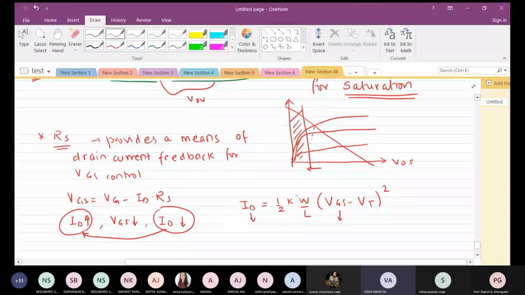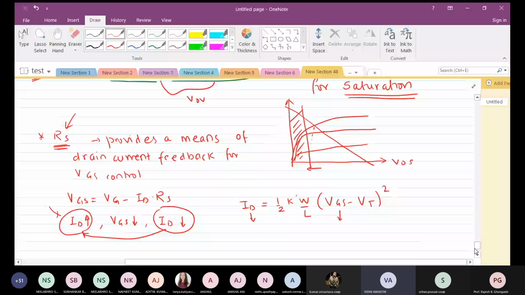It works the other way around also, no? So this is the feedback which we have already seen for emitter current, as emitter current negative feedback. Because of that, your ID was becoming stable and your bias stability has improved. So again, the same thing: RS is going to provide the bias stability.